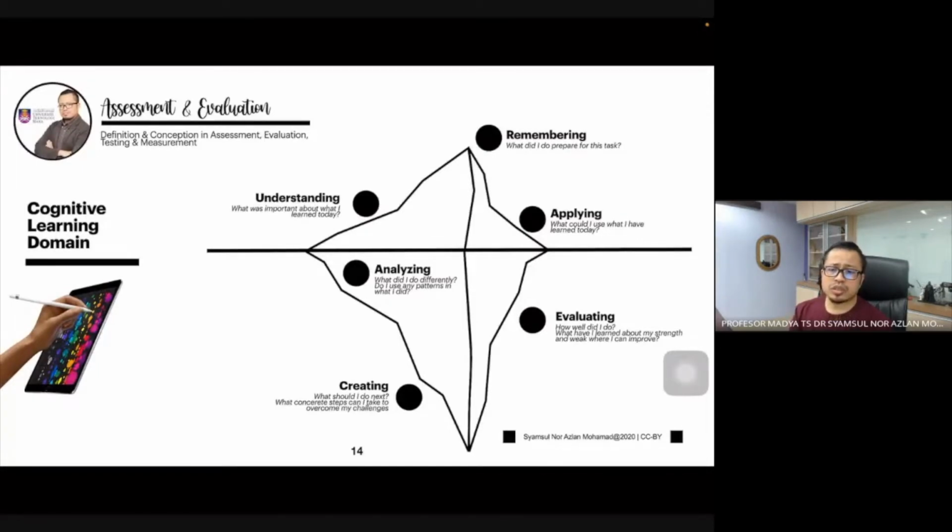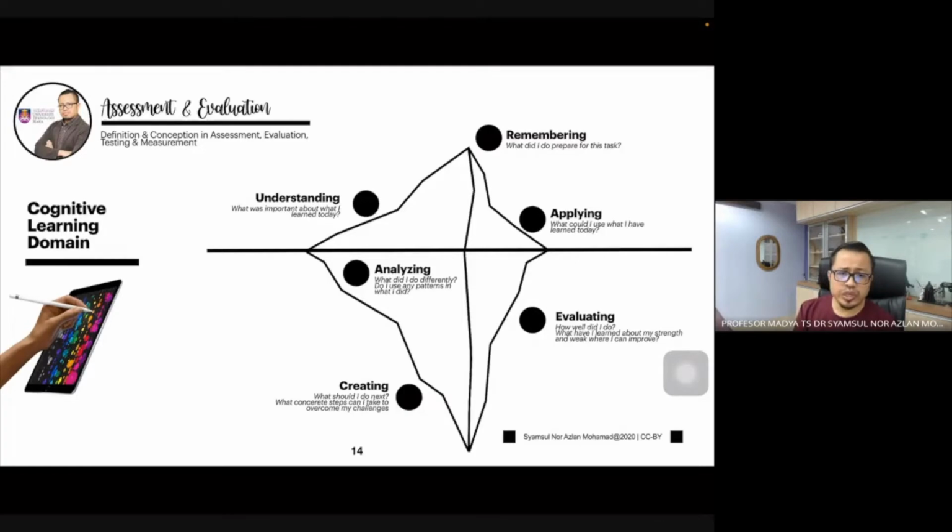So the way I would like to share with you here, I drew something that looks like an iceberg, in which we can see that remembering is the top number one, where the students try to memorize everything, and what did I prepare for this task. That is a very common question we ask ourselves. And the process of remembering requires the students to understand the fundamental theory and the fundamental aspects in the context of teaching and learning.